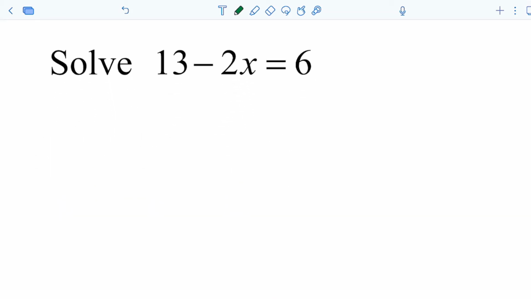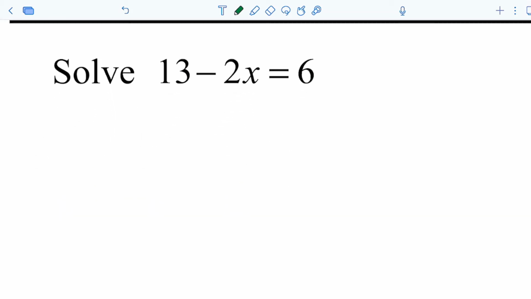Question 3, 13 take away 2x is equal to 6. Okay, same as the last question, we need to turn the negative 2x into a positive 2x. And we do so by plussing 2x to both sides of the equation. So we've got 13 is equal to 6 plus 2x.